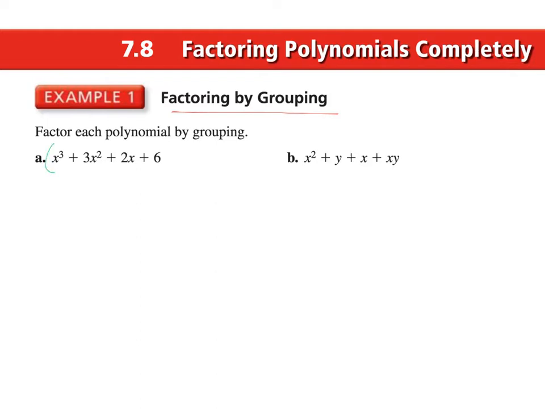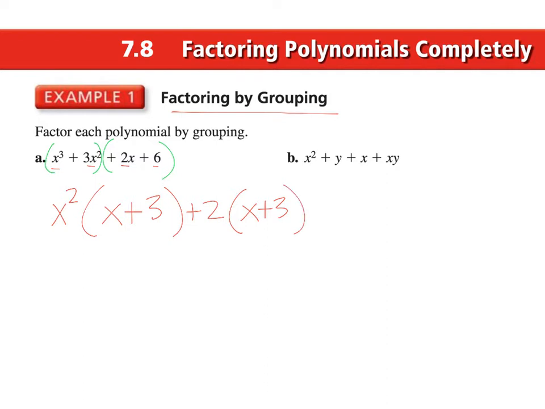So we group the first two terms and the last two. And just a little note, all the terms should be in descending order before you start grouping. Out of the first group, I could factor out an x squared, leaving me with x plus 3. Out of the second group, I could factor out a 2, leaving me with x plus 3.